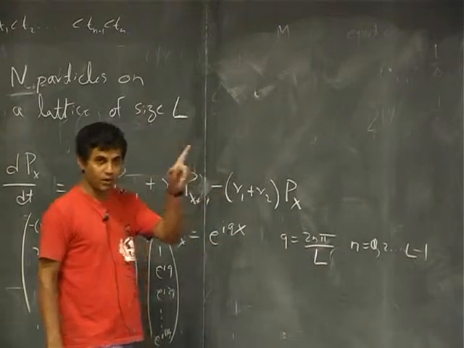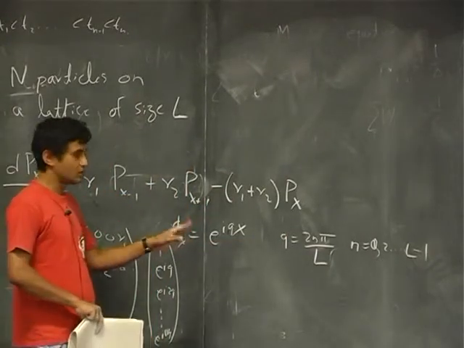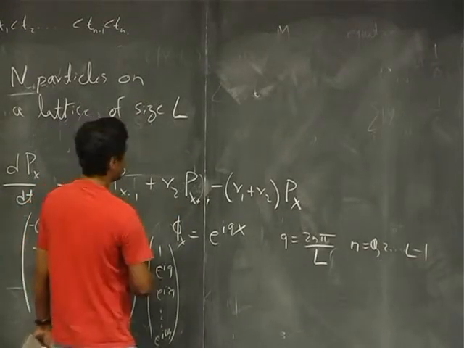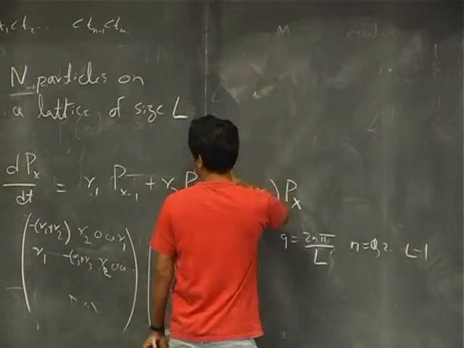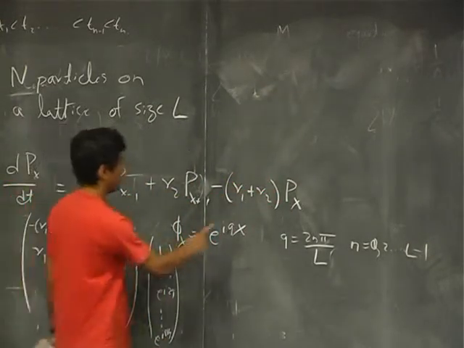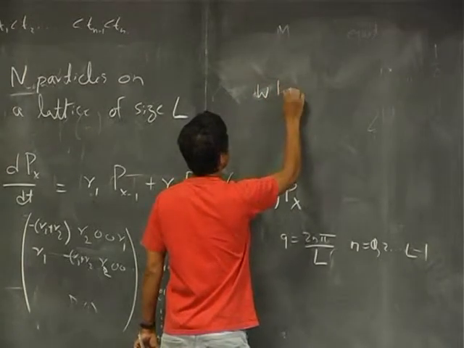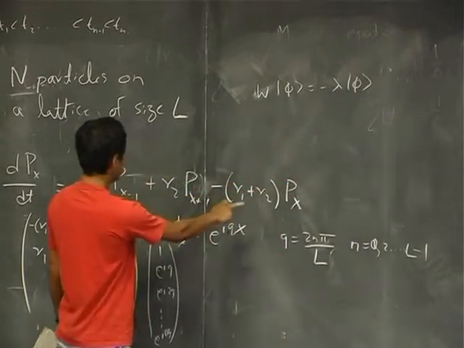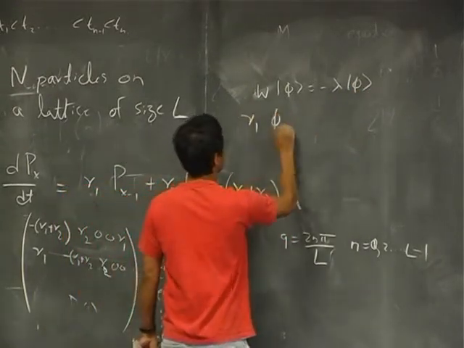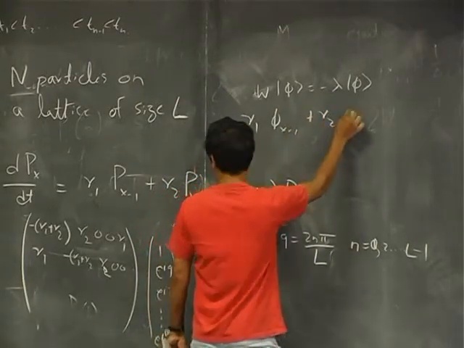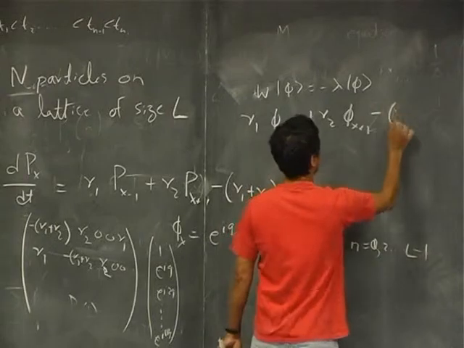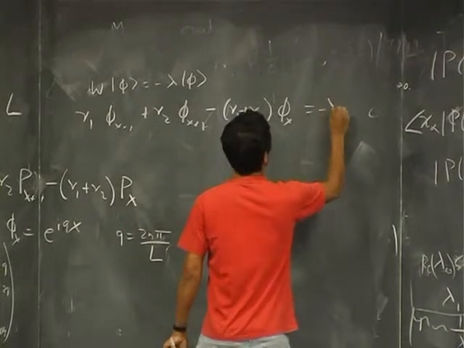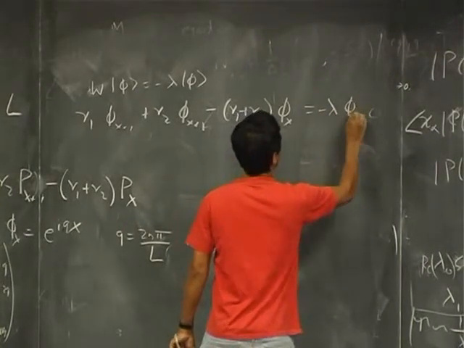So 1, 1, 1, 1, that's the steady state eigenvector, and all the others are the higher states. These are the eigenvectors. Now if you look at this equation, we have W of phi equals minus lambda phi, which is what we wanted to solve. W of phi basically means R1 phi of x minus 1 plus R2 phi of x plus 1 minus R1 plus R2 phi of x is equal to minus lambda phi of x.